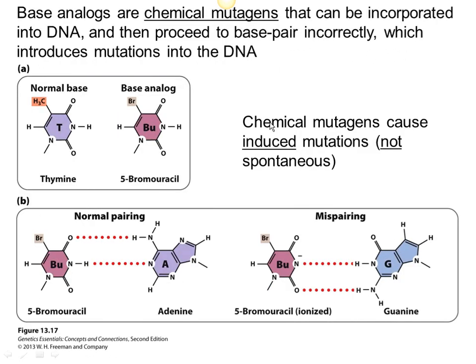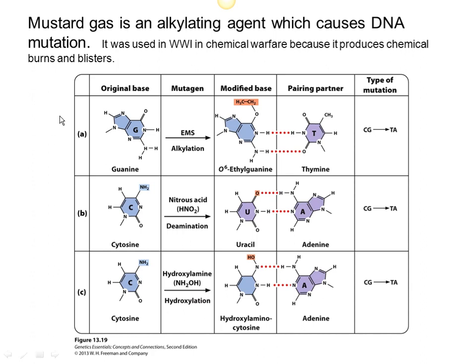And when you have a mutation that's caused by a chemical or something that's an external cause, then those are called induced mutations. Induced mutations have a specific environmental cause. They're not spontaneous, meaning they're not naturally occurring mistakes in the cell. Here are some other types of mutagens. EMS is a mutagen. Nitrous acid is a mutagen. Hydroxylamine is a mutagen. These all cause induced mutations, mostly by causing mispairing in the DNA during replication.